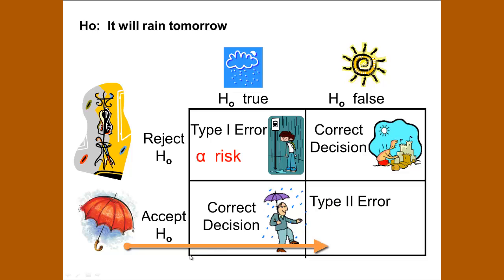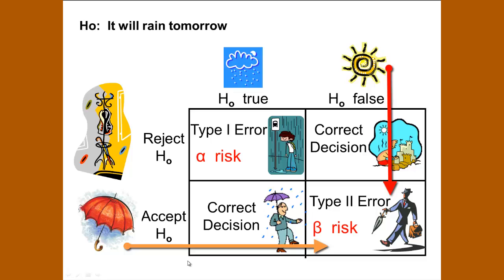A type 2 error will occur if we accept the statement, but the statement is false. A type 2 error means we're carrying an umbrella, but there is no rain. And this is called the beta risk.